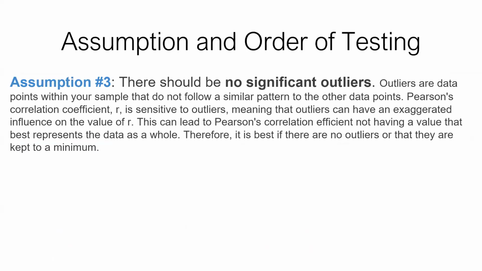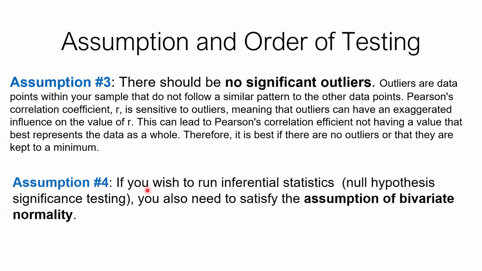Now, for your third assumption, there should be no significant outliers. And correspondingly, if you wish to run inferential statistics, you also need to satisfy the assumption of bivariate normality, meaning the distribution should be normally distributed.